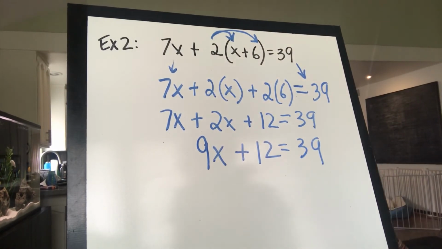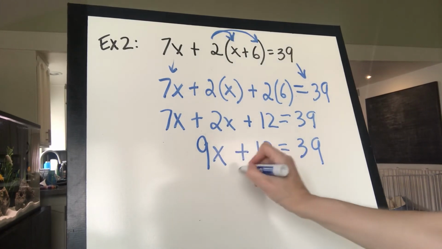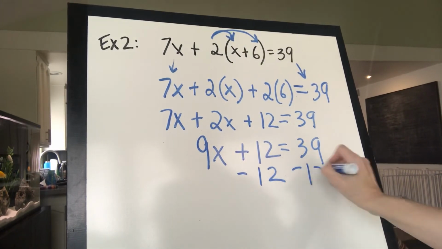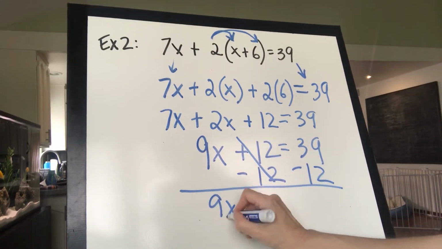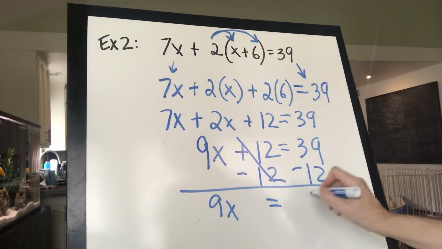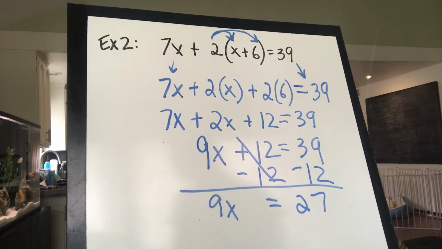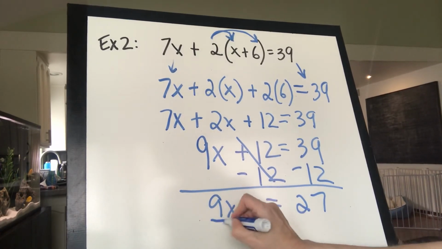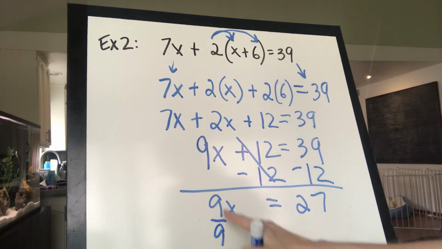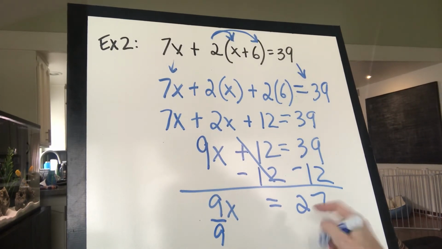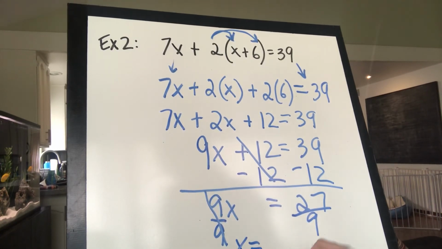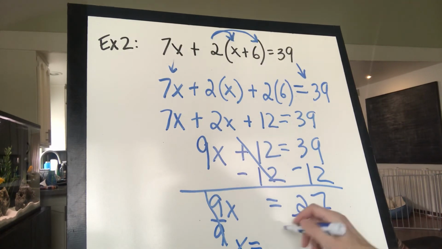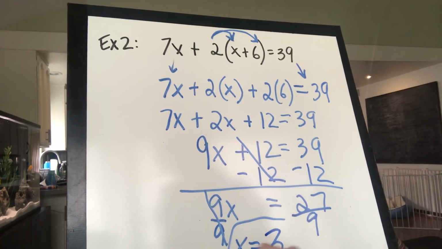Now again, I have a two-step equation, so I'm going to subtract 12 on both sides. These guys cancel out. I bring down the 9x equals, and I subtract: 9x equals 27. I'm going to divide by 9 because that's the inverse operation here. I'm going to divide by 9 on both sides, and that gives me my x on its own, which is what I wanted, and 27 divided by 9 equals 3.